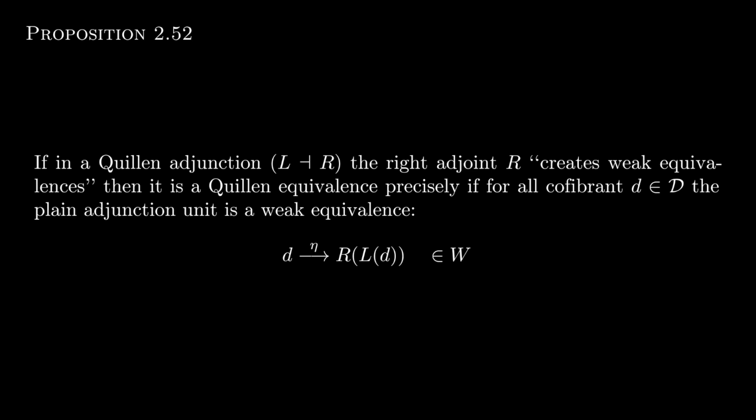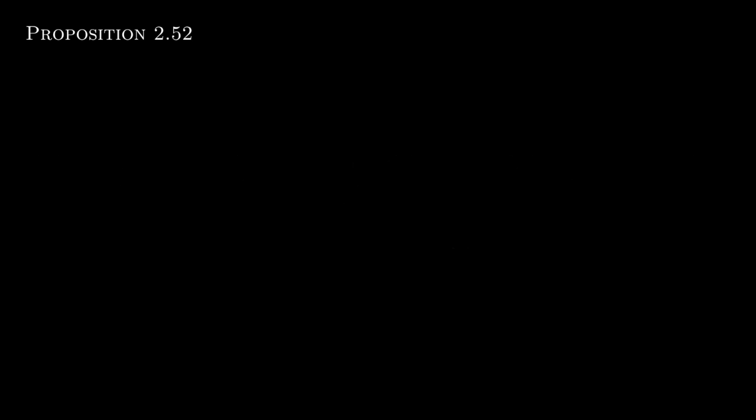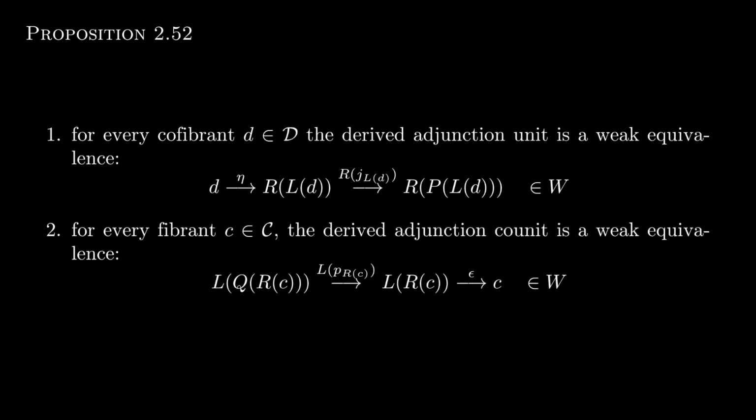So let's prove this. Well, we just said that we have a Quillen equivalence if and only if for every cofibrant object the derived adjunction unit is a weak equivalence, and for every fibrant object the derived adjunction counit is a weak equivalence. Well, the derived adjunction unit had its first map as the map we are assuming in this proposition is a weak equivalence, and R preserves a second weak equivalence by assumption. Hence by 2 out of 3 we are done, conversely as well. So we only need to show this second condition is true, if and only if eta was a weak equivalence.